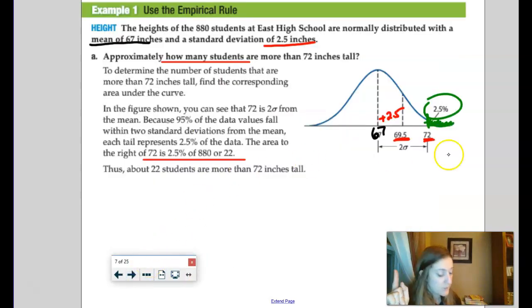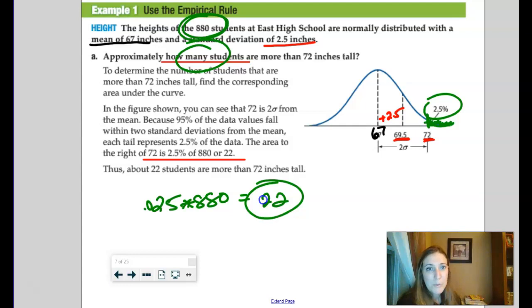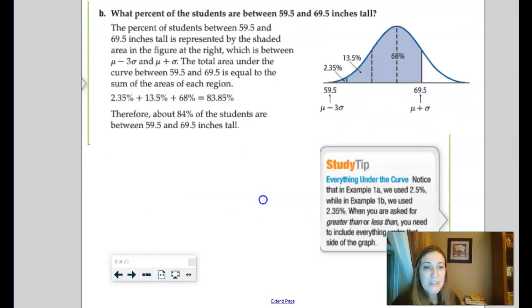Now, don't be fooled by this question. They don't want percent. They want to know how many students. So out of the 880 students, if you took 2.5%, which is 0.025, and you multiplied it by 880, that's where they get about 22 students, okay? So again, the empirical rule is just that. It's a rule of thumb. It's kind of an estimation, but it turns out to be really close to the right answer. So it's nice to use.